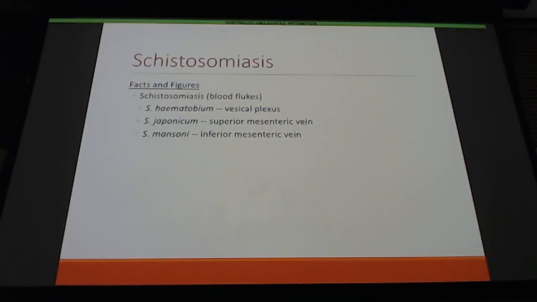Schistosomiasis, this is a big one. There are three right there. Hematobium lives in the vesical plexus, which is the bladder area. The other two live in the superior and inferior mesenteric veins, the intestinal vessels that lead to the portal vein, which can lead to the liver. So there are specific places that these are going to live.